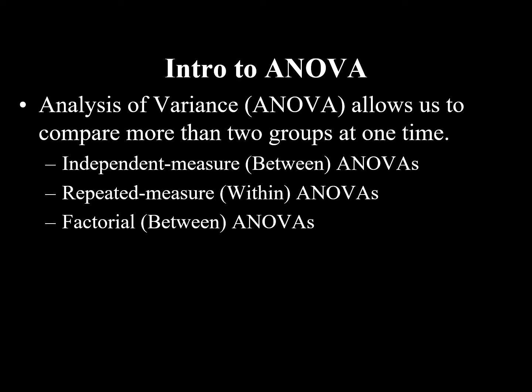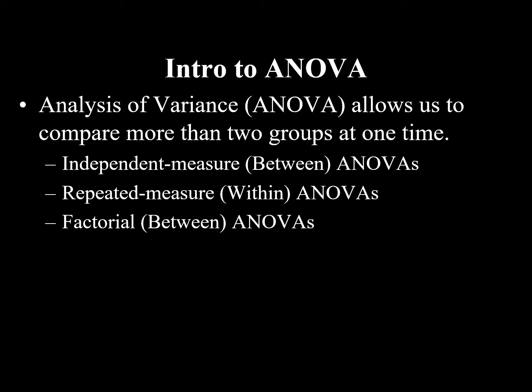So after we talked about the t-test for independent samples and the t-test for dependent samples, and again, independent means between subjects, you have different people in each group, and you've got a categorical variable with two levels. And the dependent is within subjects, the same people for each condition. We started talking about what happens if you've got a categorical variable with more than two levels, and that took us to the ANOVA. The analysis of variance allows us to compare more than two groups at one time.